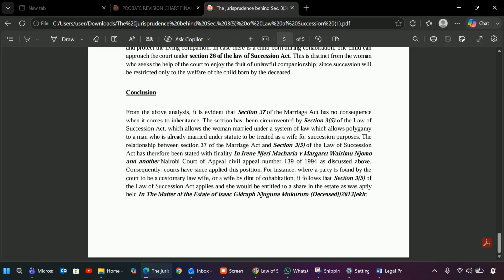The conclusion from this blog is that from the above analysis, it is evident that Section 37 of the Marriage Act has no consequence when it comes to inheritance. The section has been circumvented by Section 35 of the Law of Succession Act, which allows the woman married under a system of law which allows polygamy to a man who is already married under statute to be treated as a wife for succession purposes. The relationship between Section 37 of the Marriage Act and Section 35 of the LSA has therefore been stated with finality in the decision of Irene Macharia.